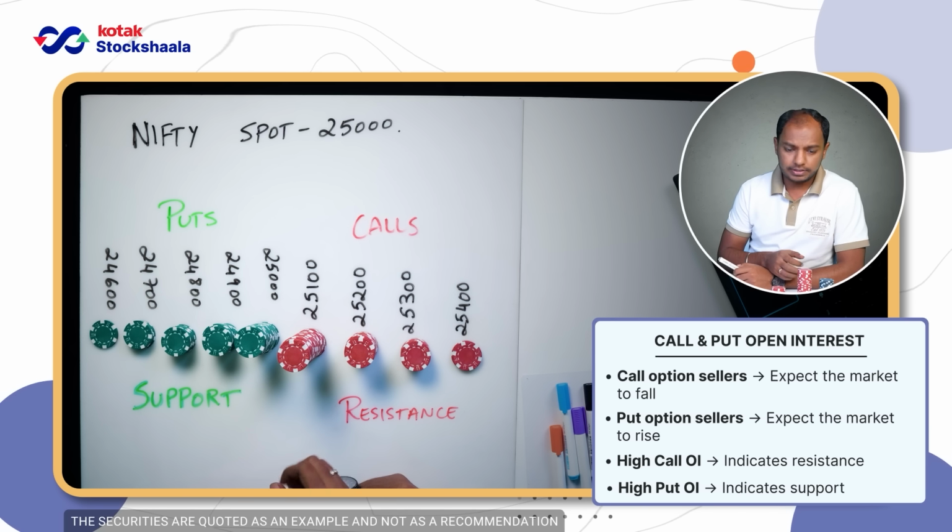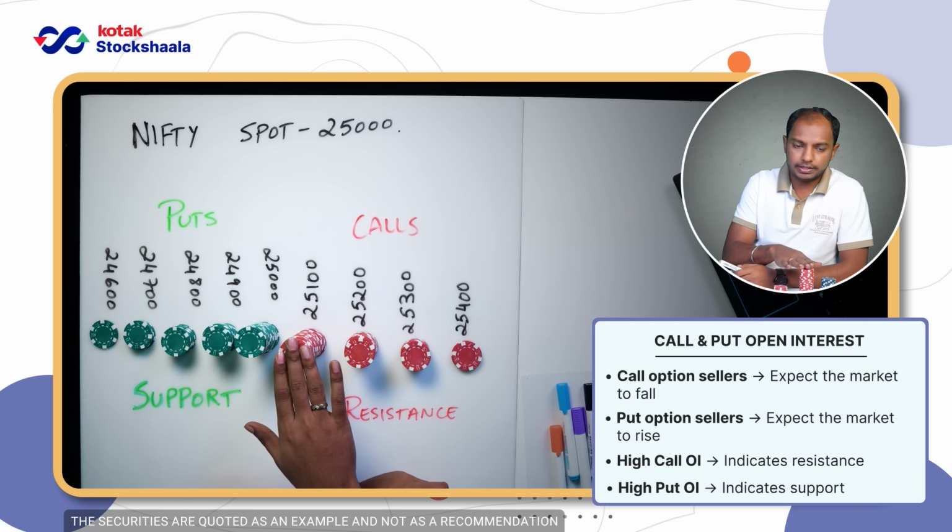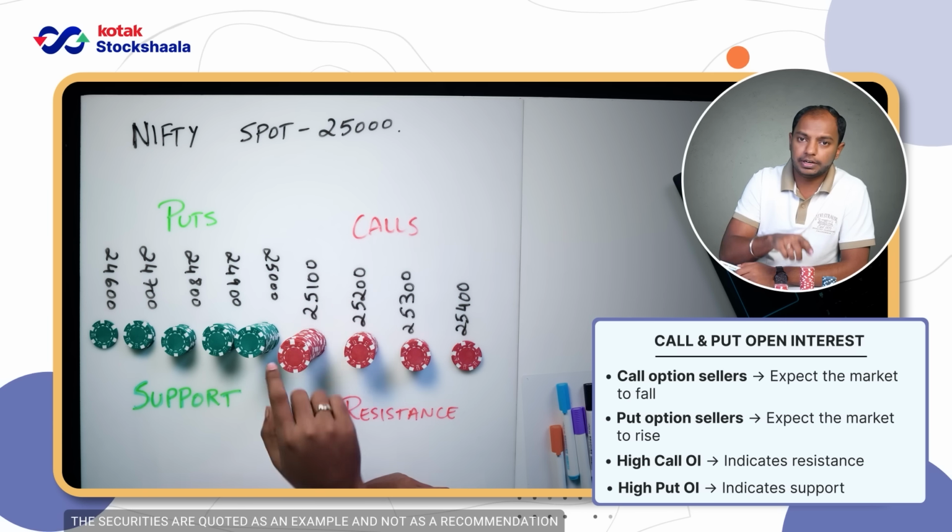In this specific case, since we have the highest open interest at 25,100 call option, it means that there is high resistance at this level. But what if I remove half of this and keep it aside? Now what happens? Suddenly 25,000 put option has the highest open interest and this will be acting as the highest support level.